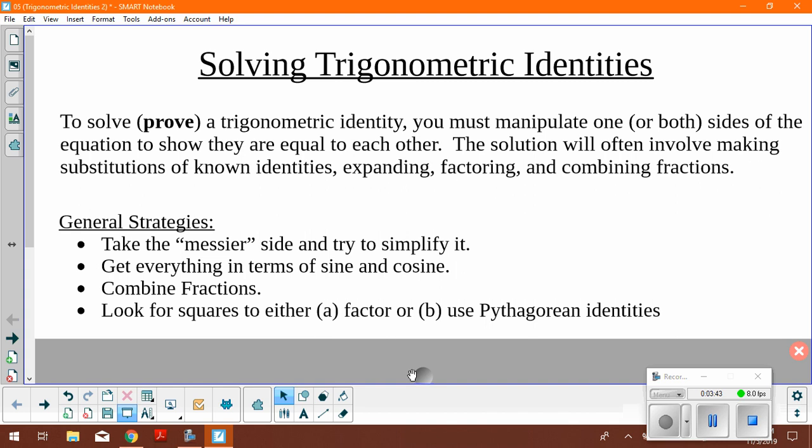And the last thing is looking for squares. If there's something squared in the equation, it could mean one of 2 things. One, it could mean that you have something that looks like a quadratic and that you might need to factor it. Or, it could mean you have to use the Pythagorean identity that we looked at yesterday, sine squared plus cosine squared equals 1, and use that to make some kind of a change.